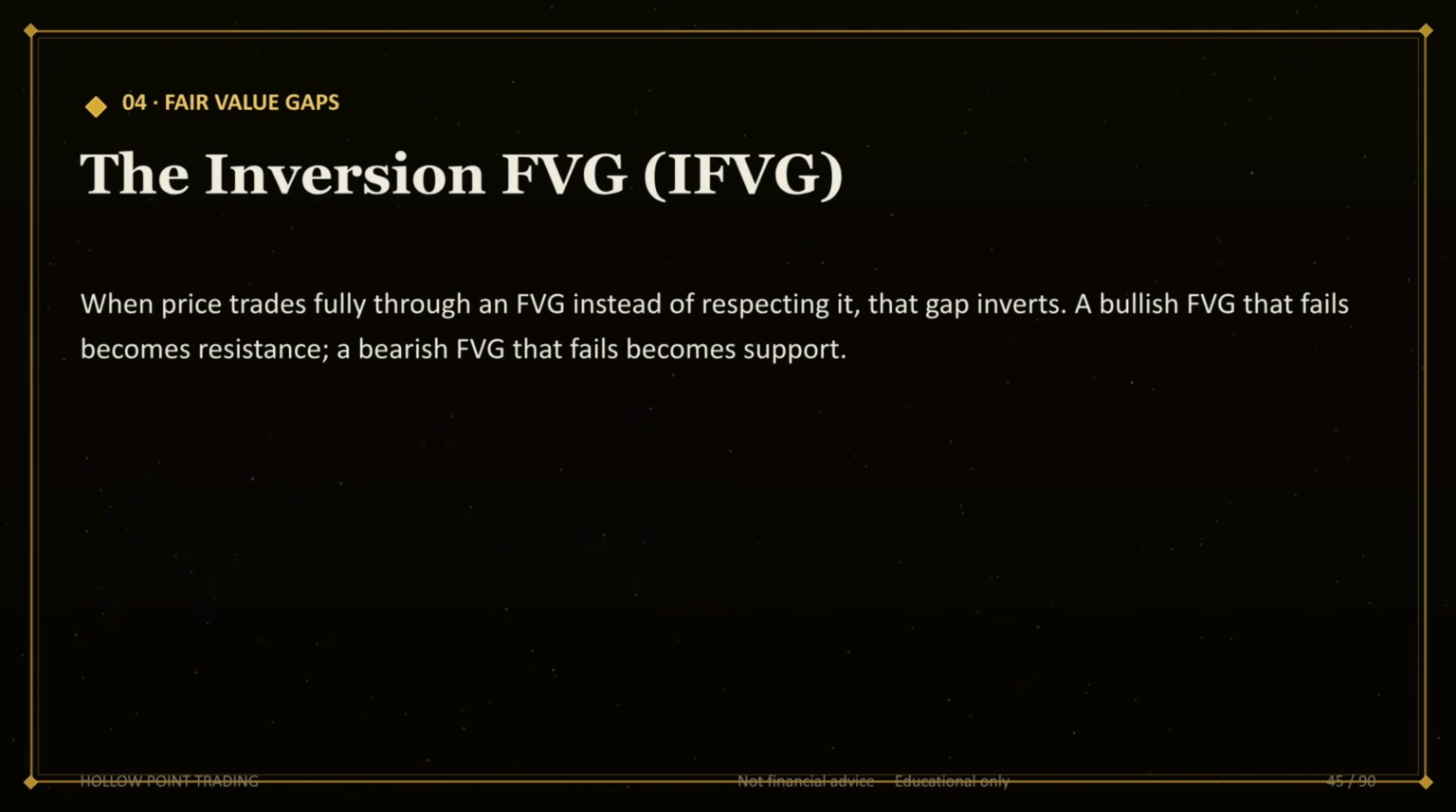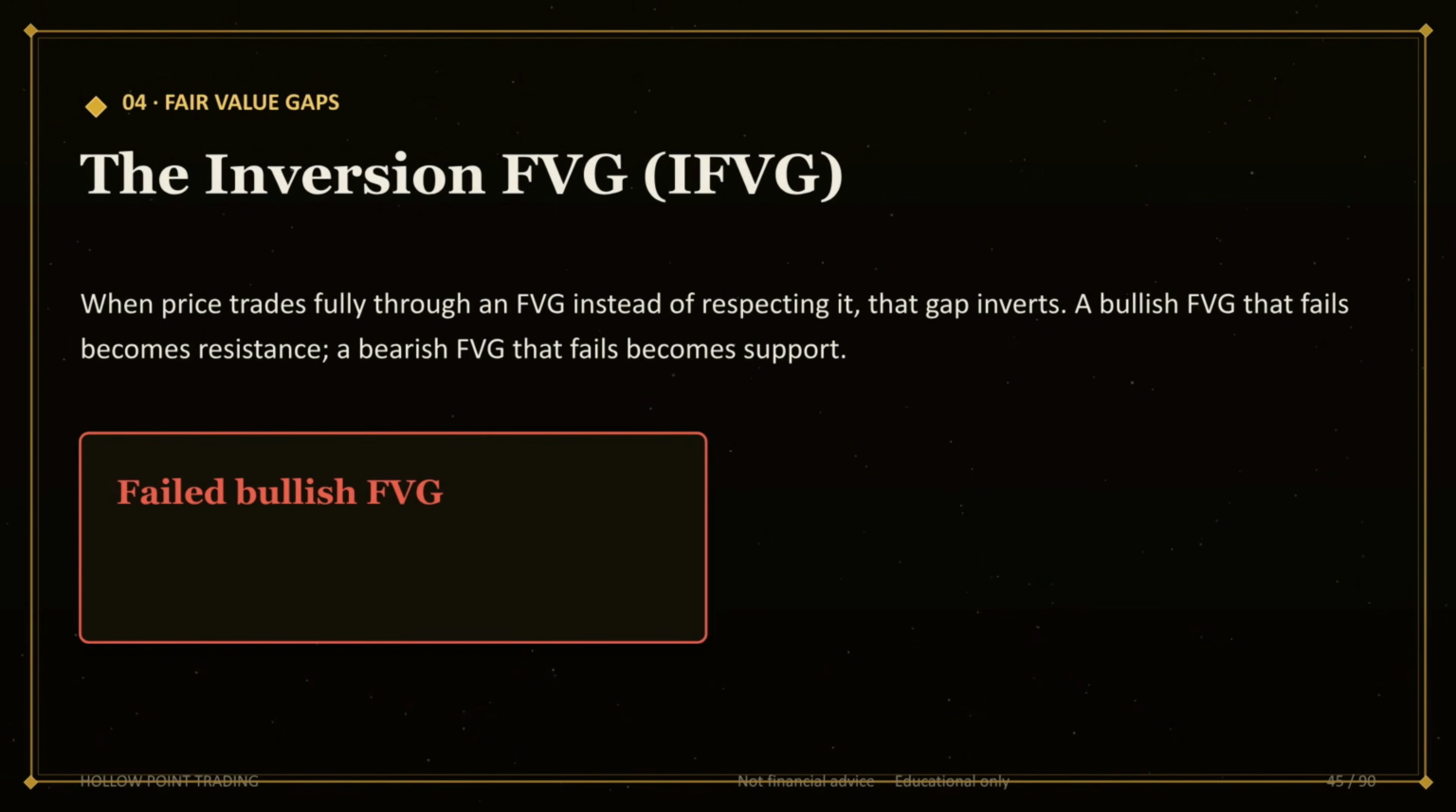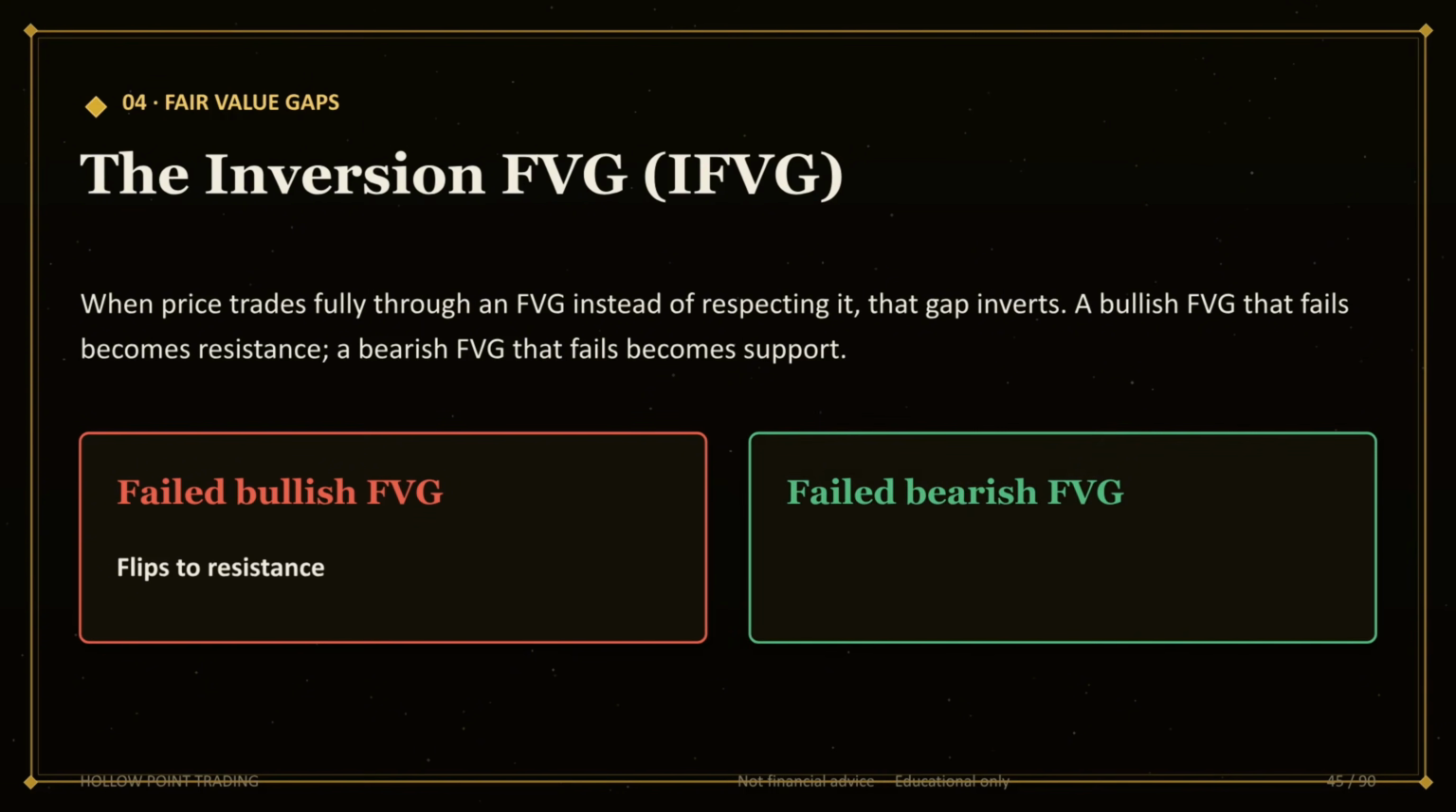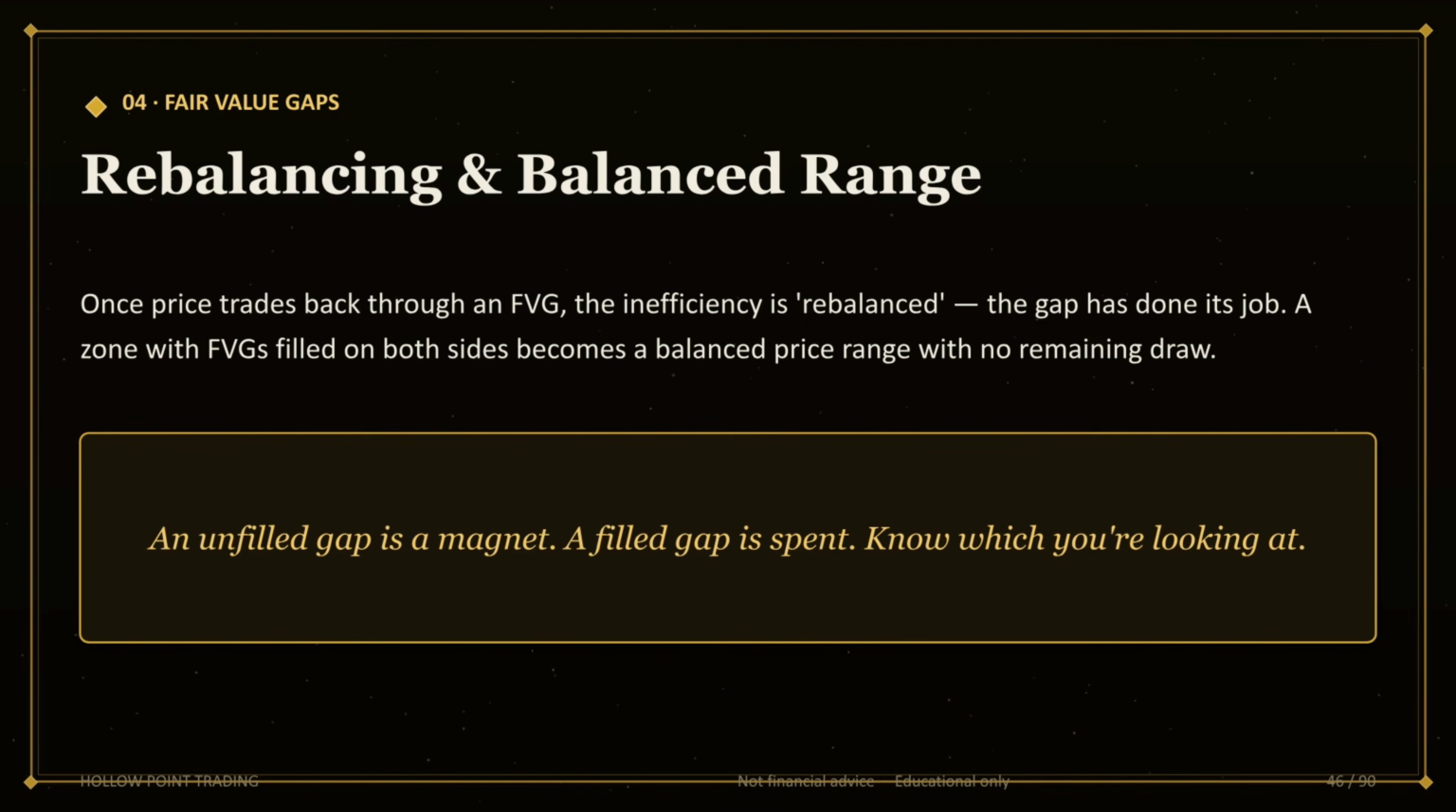When price trades fully through a fair value gap instead of respecting it, the gap inverts. A bullish FVG that fails turns into resistance, while a bearish FVG that fails flips to become support. Once price trades back through an FVG, the inefficiency is rebalanced, meaning the gap has served its purpose.